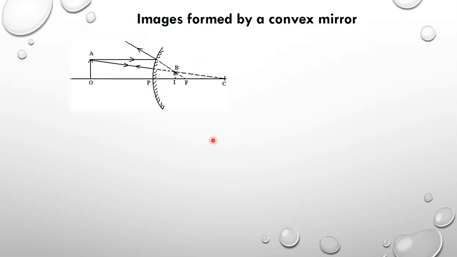So generally we can see that the image is erect. It is virtual because it's formed by an apparent intersection of light rays, and it is also diminished.